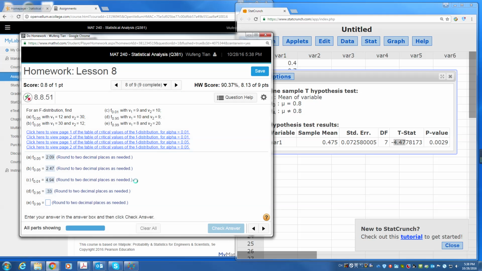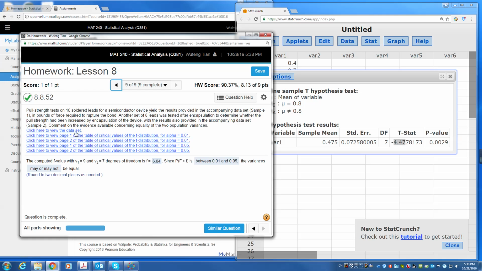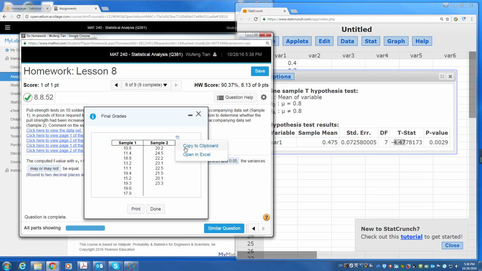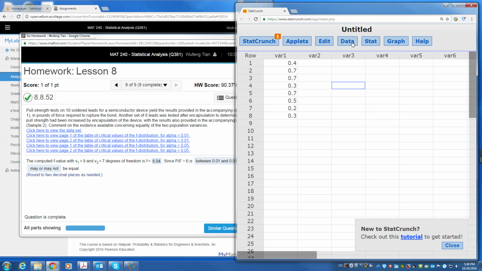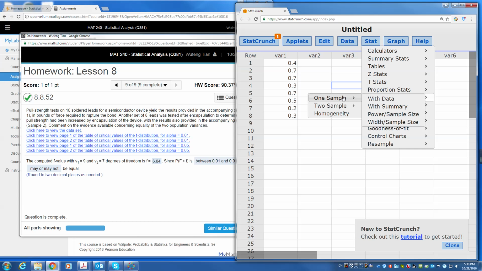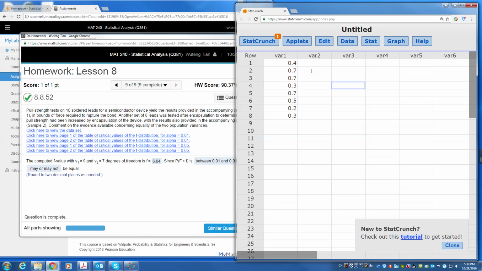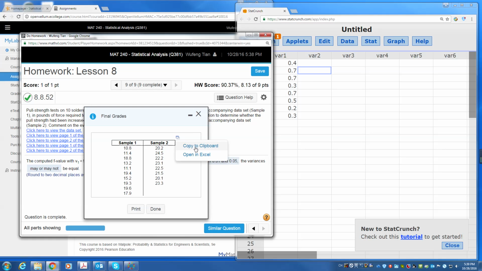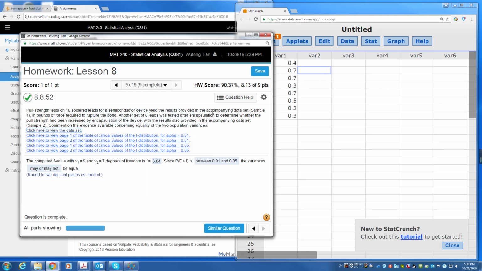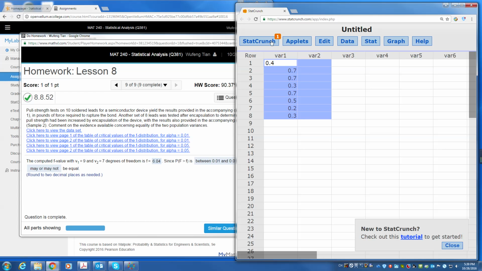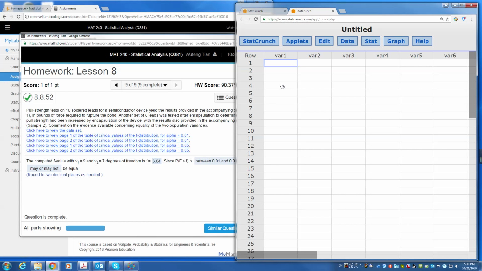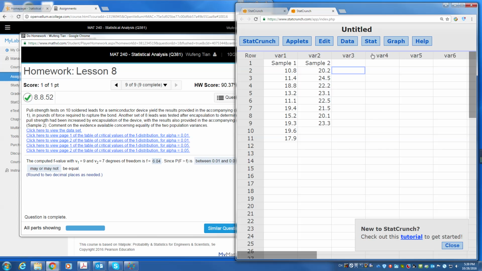Number 9. This data set is given, and you have two data sets. What you need to do is copy to the clipboard, and you can use StatCrunch: Stat, Variance Stats, Two Sample, with data. I have two variables, right? Let me copy this. I need a new data table. Paste. Two samples.